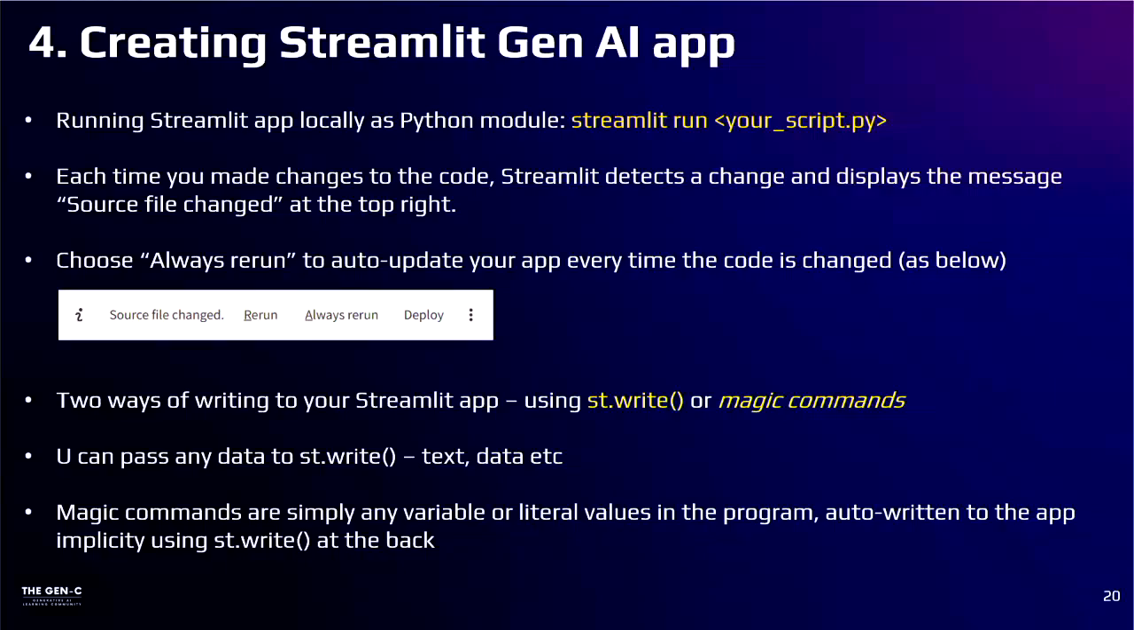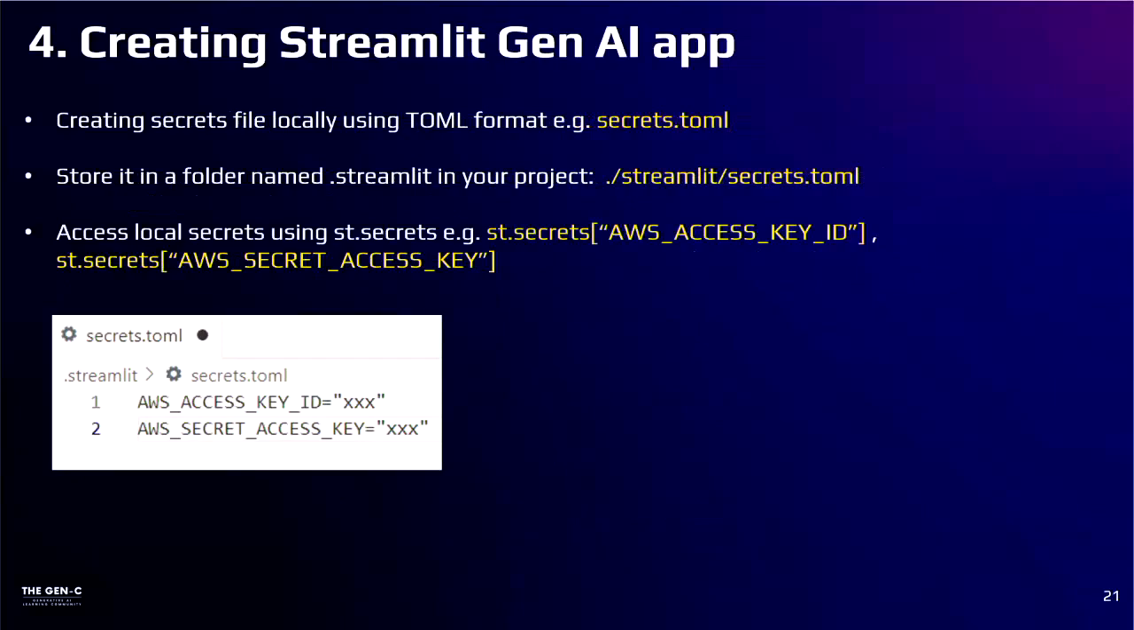So for storing secrets, right? Basically, the correct practice is to create a secrets file locally using the TOML format. So it's like secrets.toml, and you store it in a folder named .streamlit, and you access local secrets using the syntax st.secrets, right? So you store the secrets in a map format, right? Basically, you can store the AWS access key ID and the AWS secret access key in the Streamlit secrets file.